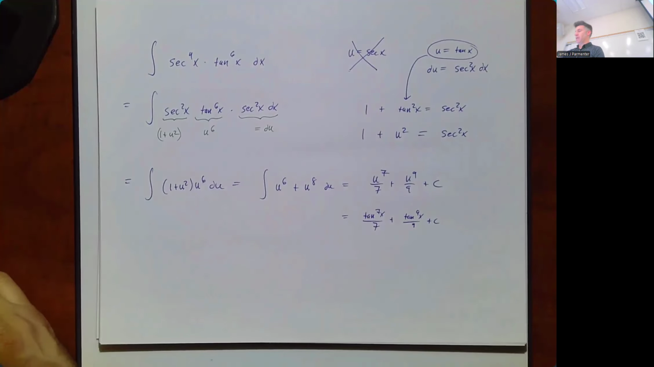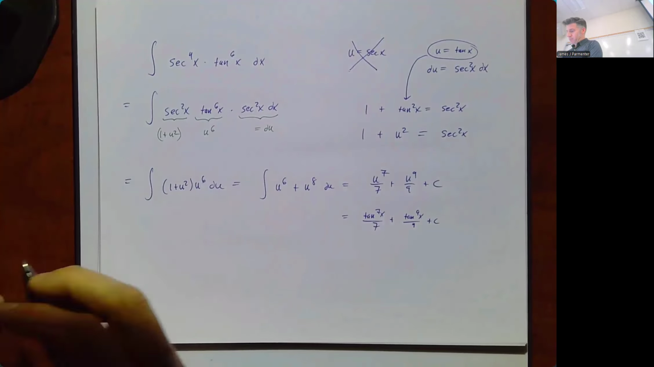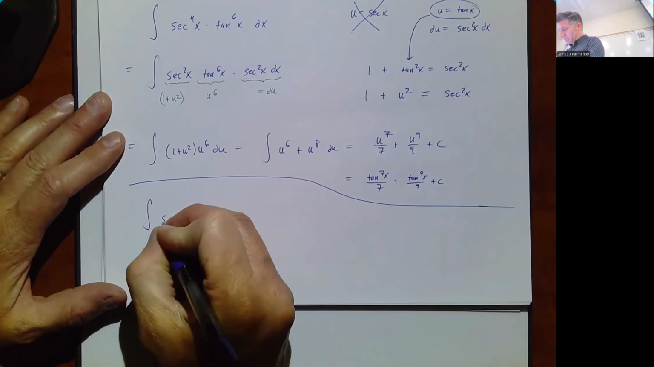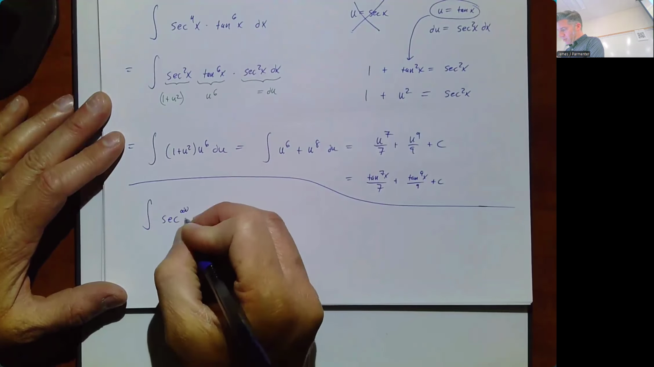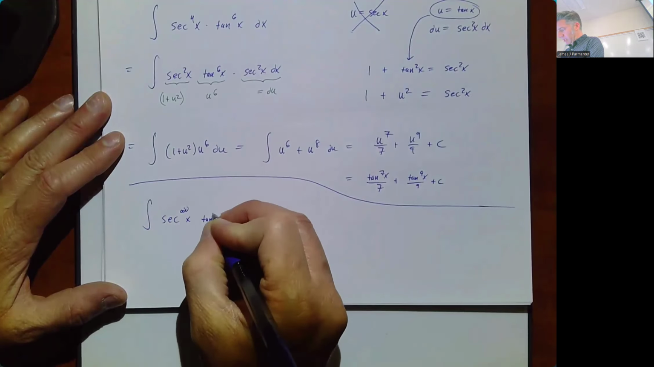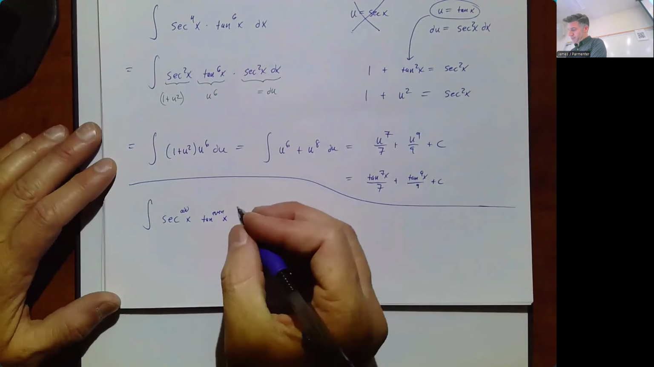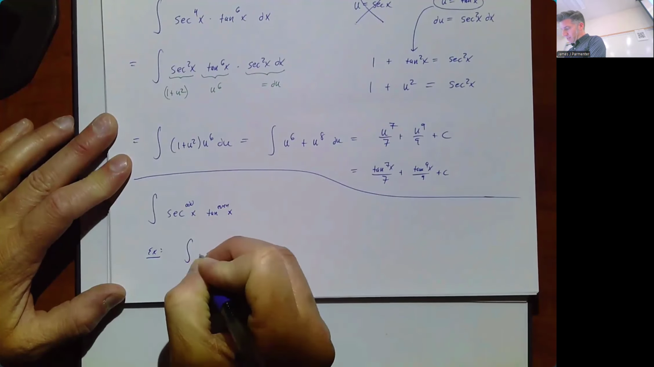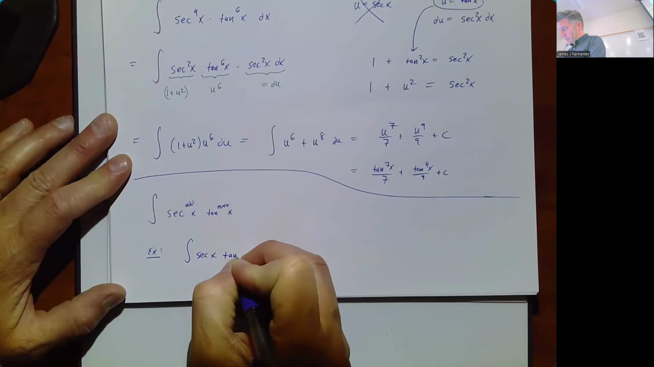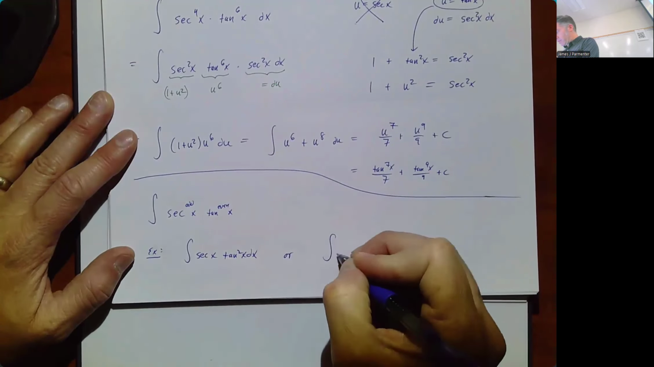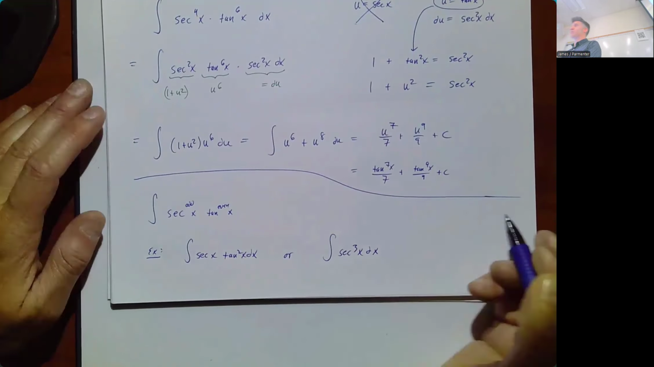For powers of secants and tangents, or cosecants and cotangents, you can always do a u sub except for one case. The one case where a u sub won't work is if you have secant raised to an odd power and tangent raised to an even power. So for example, the integral of secant x times tangent squared x dx, you cannot do a u sub. Or the integral of secant cubed x dx, you cannot do a u sub.